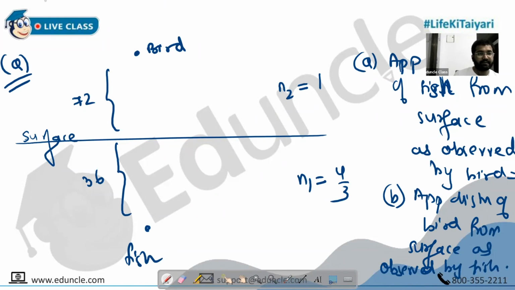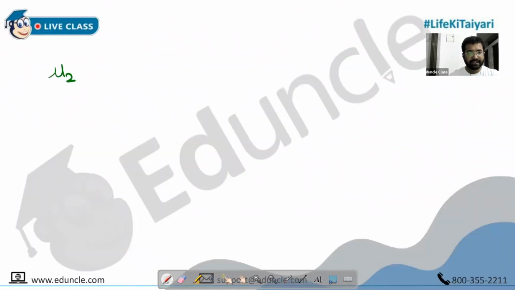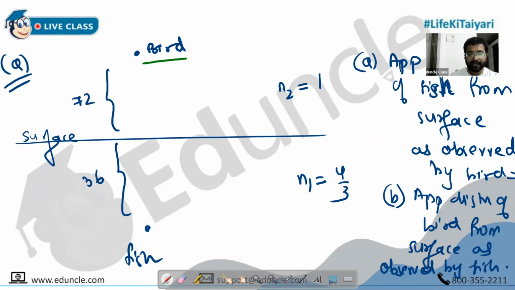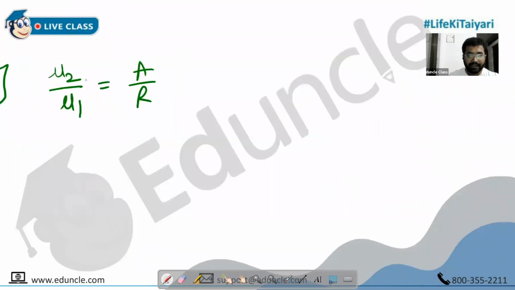Okay, so first of all, we will take the thing with which we are more comfortable. We already know that refractive index of second upon refractive index of first is actually apparent upon real. We already know this formula. So if you take bird as an observer, fish becomes source. Listen, one more very important thing: this N2 and this N1 can be confusing. Why? 2 means the second medium, the refracted medium, and 1 means the incident medium, the first medium.